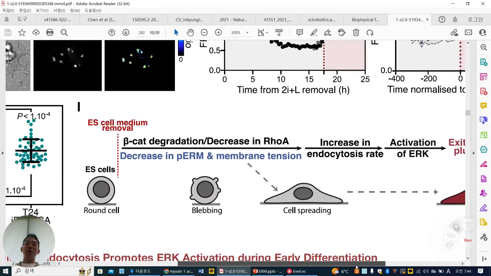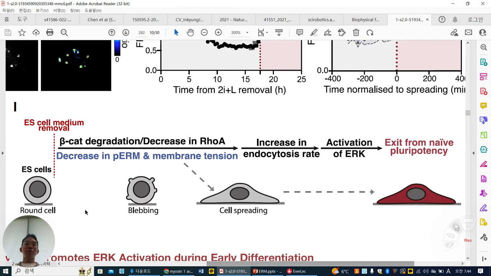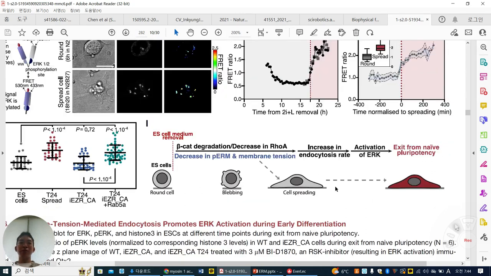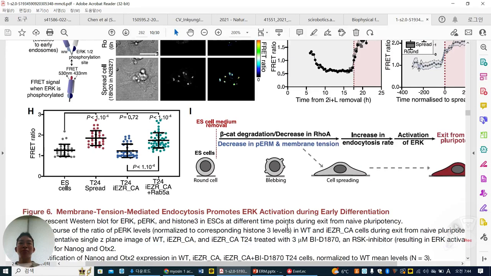So from this assay, they are making these schematic images. In normal stemness, they maintain high cell membrane tension while maintaining the spherical shape. And then, while they are differentiated, blebbing and cell spreading occur. Then beta-catenin degradation, decrease of ROA, decrease of phospho-ERM, and membrane tension decrease. Then this enhances the increase of endocytosis, and enhances activation of ERK, and exit from naive pluripotency to differentiate the cell. So this is their final figure.